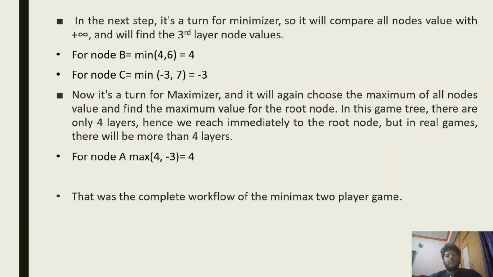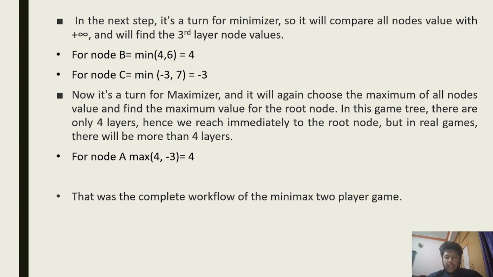In this step, it is done for the minimizer, so it will compare all the node values with plus infinity and find the third layer node values. So for node B it is going to be 4, and for node C it is going to be -3.